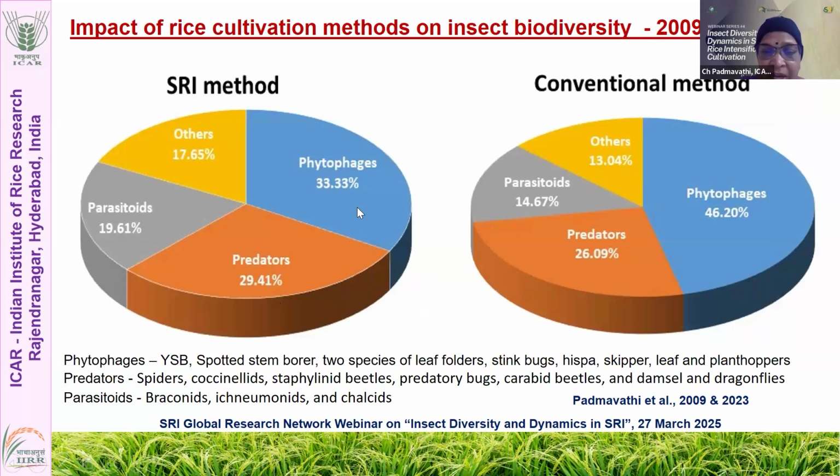And coming to the biodiversity, in both the SRA and conventional method, you can see the phytophages are less in SRA compared to the conventional method, whereas the parasitoids and predators are more in SRA as compared to the conventional method. And these are the parasitoids and predators that we found. You can see here.